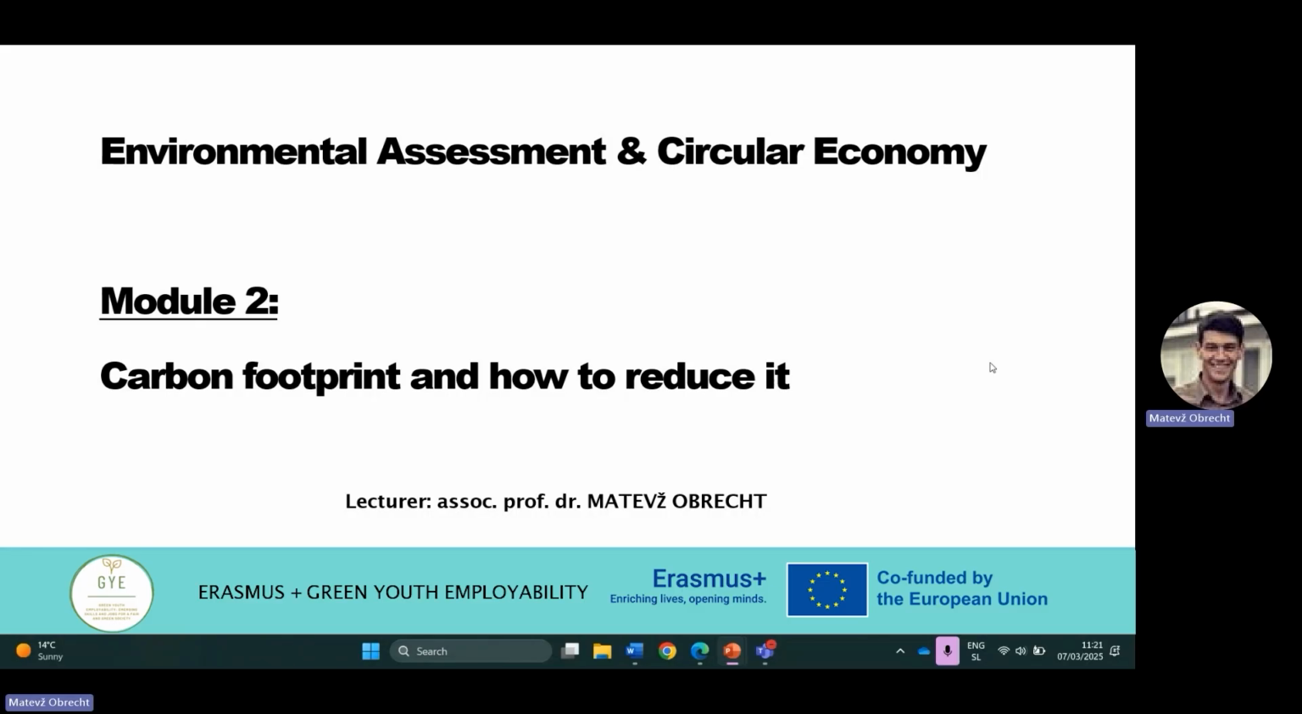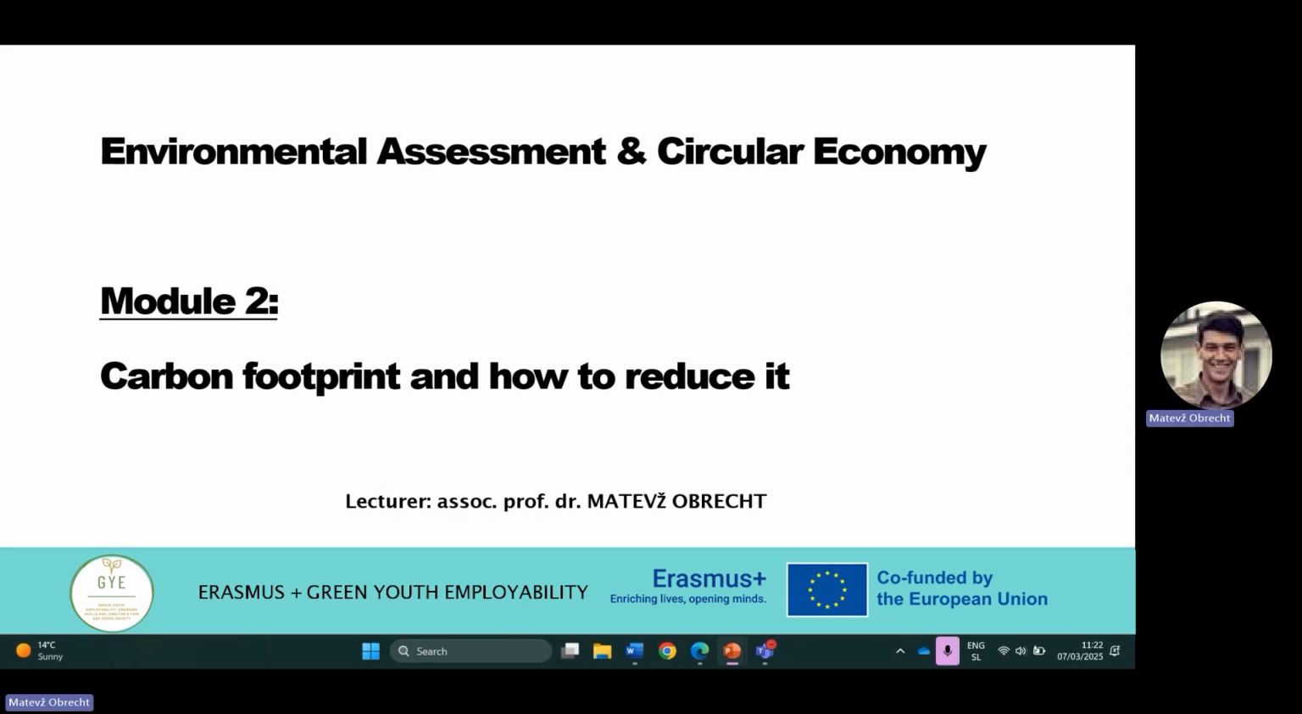Hello, everyone, and welcome today to the second module of the environmental assessment and circular economy. The second module will be focused on carbon footprint and, of course, how to measure it and how to reduce it. We will be dealing with some basics on how to calculate carbon footprint, what is carbon footprint, what causes carbon footprint. Then we will try to calculate it and assess it for ourselves. So we will do individual assessment by two different web calculators.